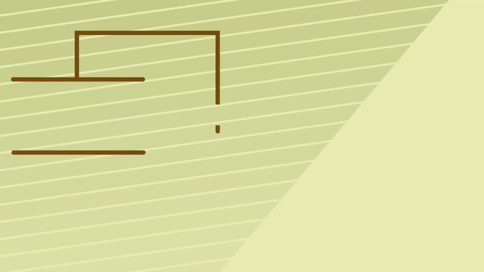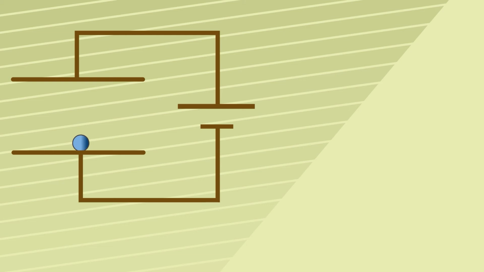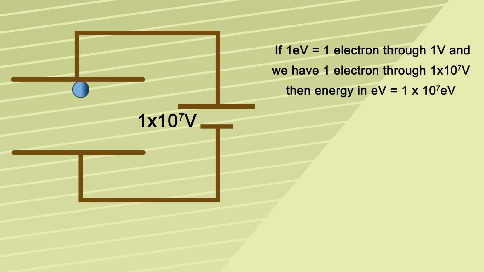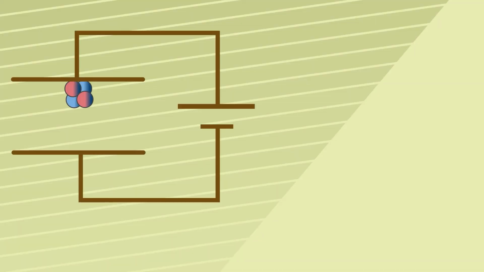This formula will obviously apply in many different situations. So for example, how much energy would an electron gain if it was accelerated through, let's say, 10 million volts? And what about if we were to accelerate an alpha particle through, say, 50 volts?